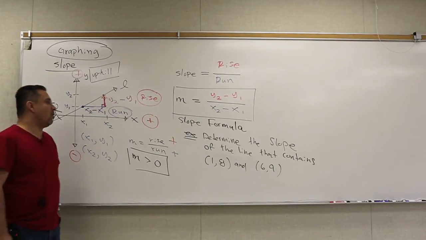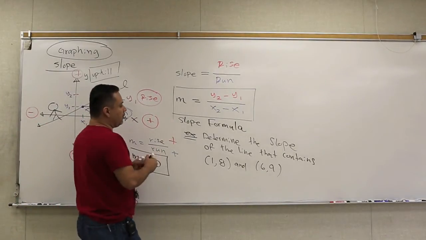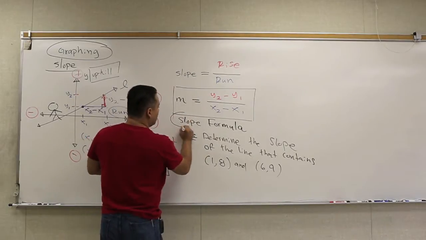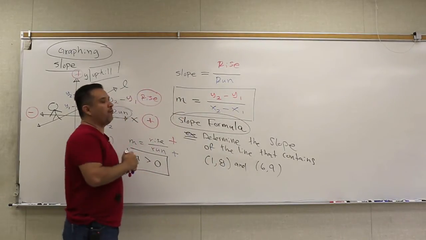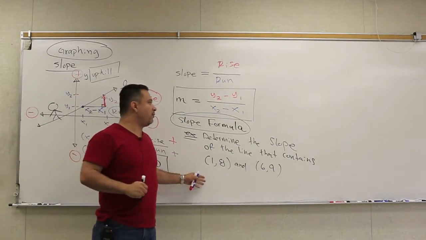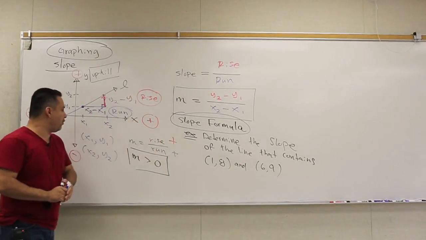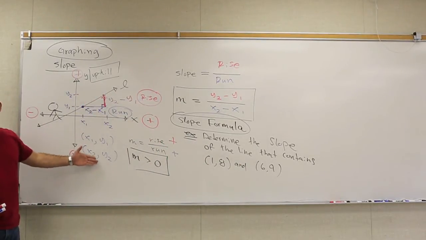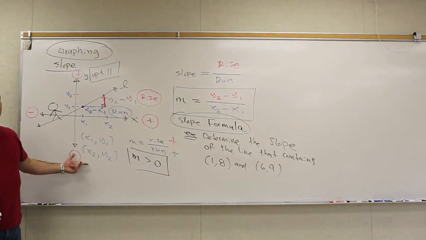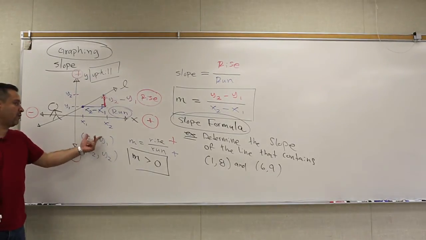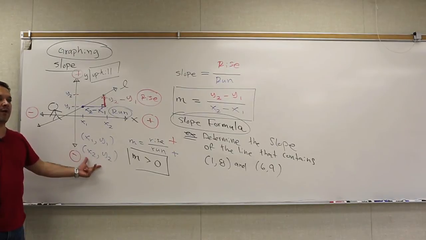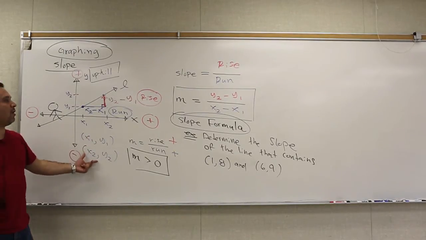Okay, so anybody know what do you use to find the slope when you're given 2 particular points? What do we just go through? Here's 2 points. A point consists of an x-coordinate and a y-coordinate. We call this one the first point. We call this one the second point. So we're going to use what's called the slope formula.